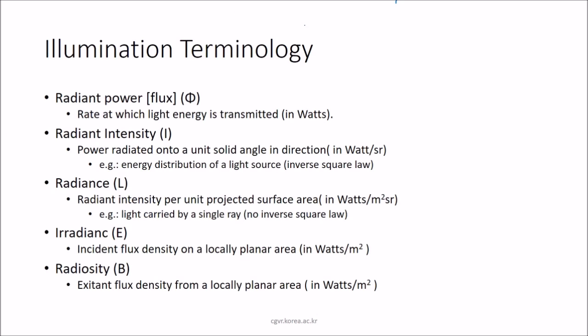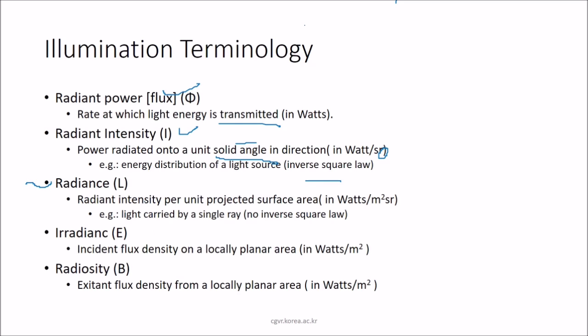Before we end, let us learn about this also. Radiant power, that is the flux phi, is the rate at which light energy is transmitted. Radiant intensity, that is I, is the power radiated onto a unit solid angle in a direction, given by watts per steradian. SR is the unit of solid angle. For example, you have the energy distribution of a light source, that is the inverse square law.